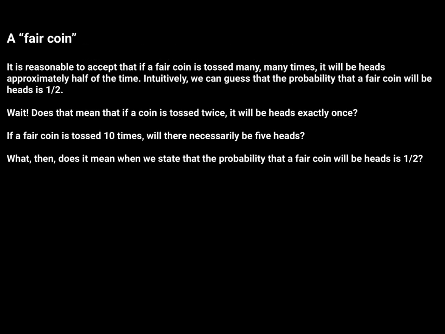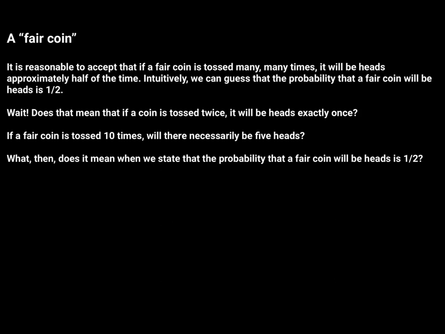Now, to lead us to something called the law of large numbers, let us consider the following kind of situation. Let's talk about having a fair coin. A fair coin meaning a coin where one side is heads and the other side is tails, okay? It's reasonable to accept that if a fair coin is tossed many, many times, it will be heads approximately half the time.